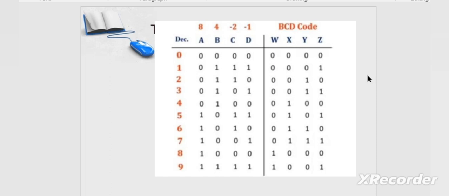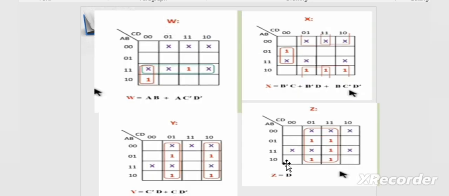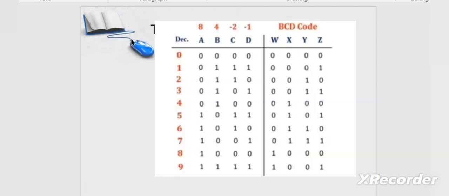For Z, the output 1 is on 1, 3, 5 and 7. Here 1, 3, 5, 7, 9. Here octal grouping is made, and the given output is Z equal to D. Thank you.